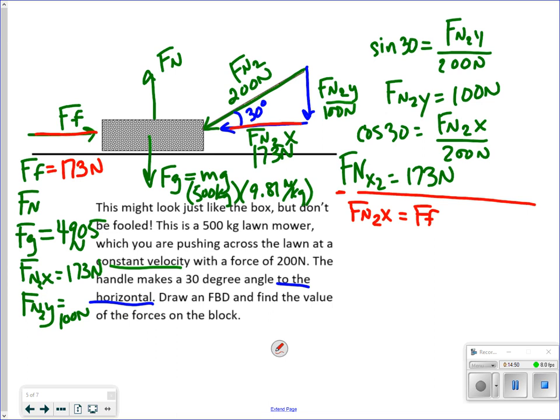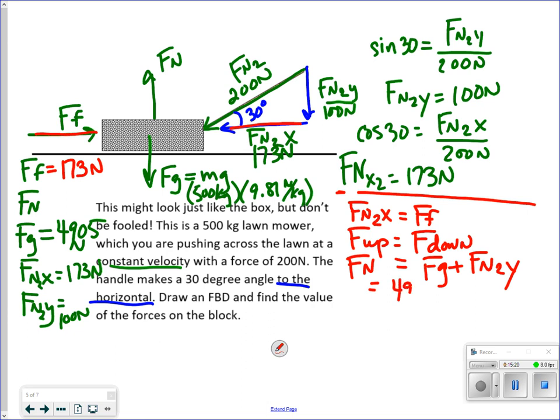Now let's do normal force again, because we have more than one arrow pointing up and down. We have to do a little math with this one. Everything pointing up equals everything pointing down. What's pointing up? Normal force. What is pointing down? Fg and Fn2y. So in this case, we're going to add it together. We're going to take our 4905 and add on 100 newtons for each.